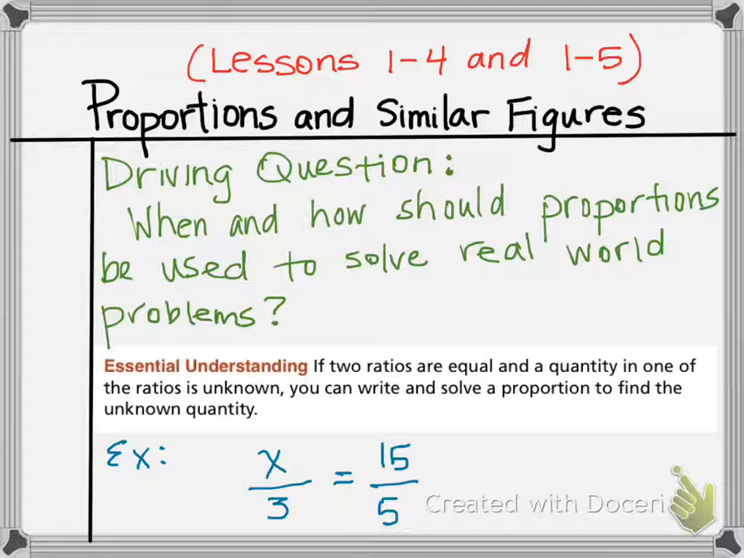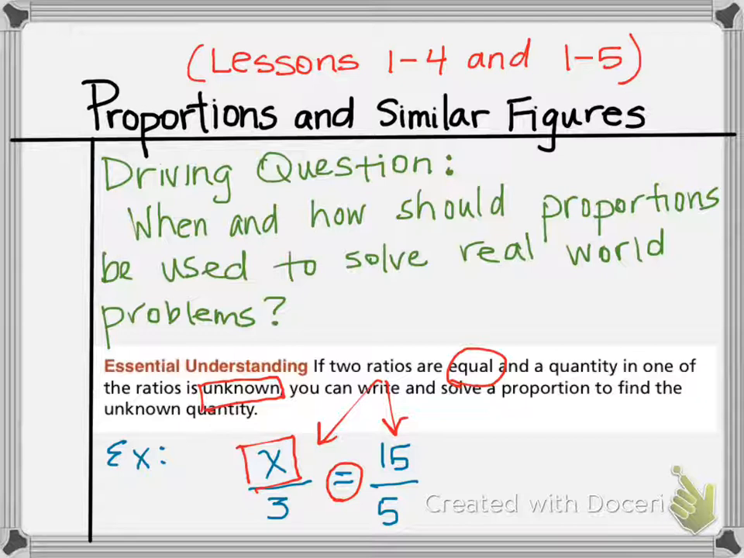So just to let you know, these are two ratios. A ratio looks like fractions like these. So those are the ratios. It does show that they are equal because we have our equal sign here. And then it says a quantity in one of the ratios is unknown. So that means, for example, our variable x is unknown. That's what we want to know. So we can write and solve a proportion to find out this unknown quantity.